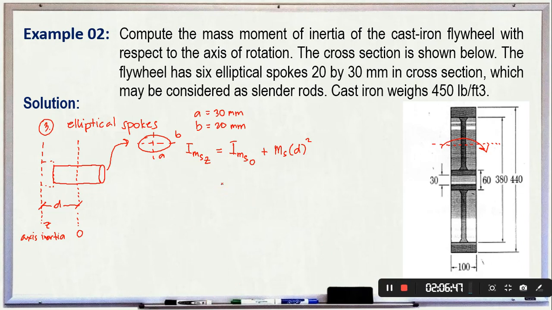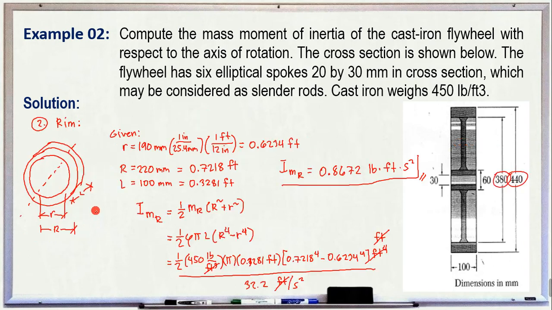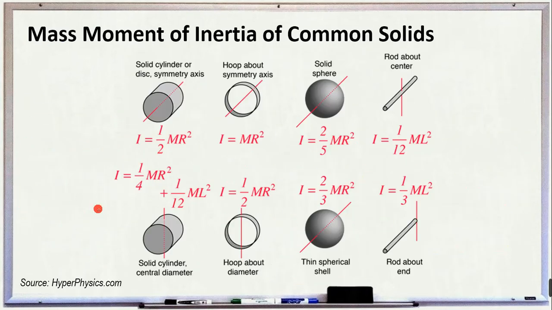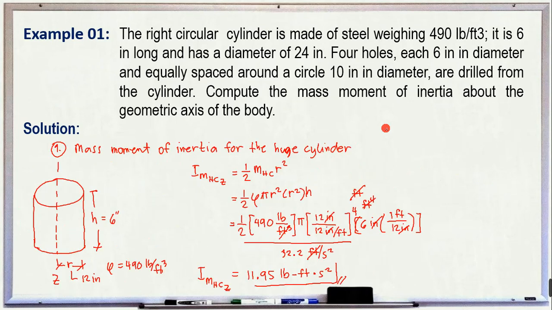So, the mass moment of inertia of the spoke with respect to its centroidal axis, this axis, is perpendicular to its geometric axis. Its geometric axis is here, so this one is different. If we look back on our previous slide, this is the cylinder rod about this axis. Its formula is 1/12 the mass of the rod times the square of its length. This is its length. Okay? So, back to that.